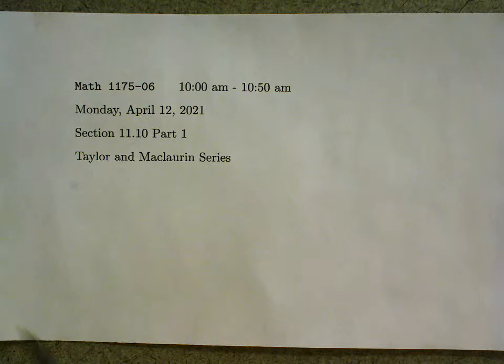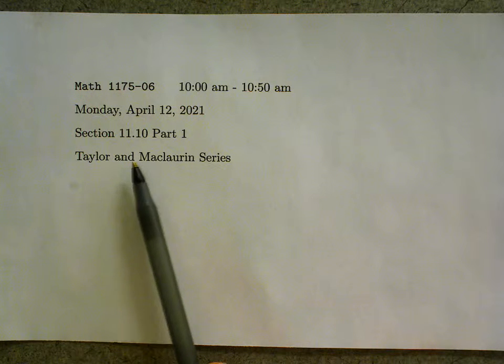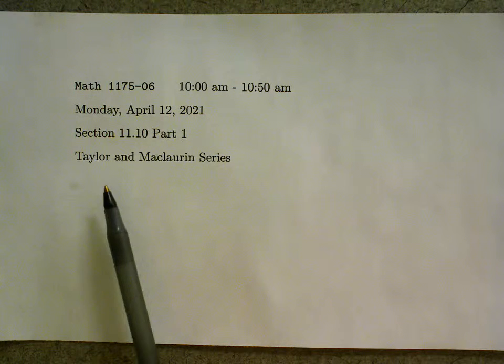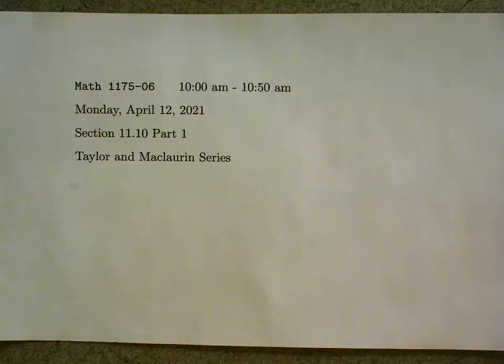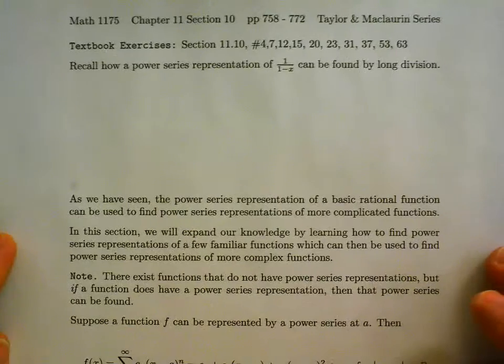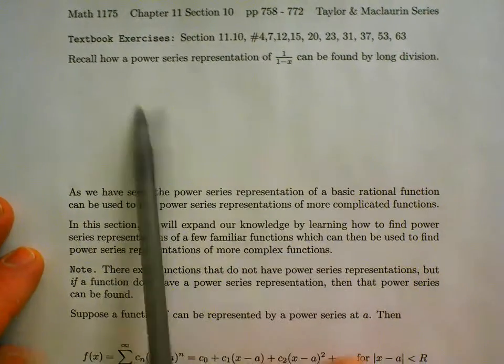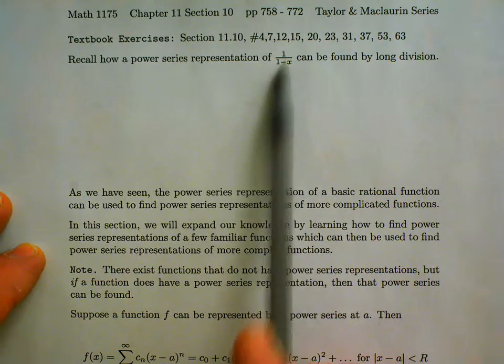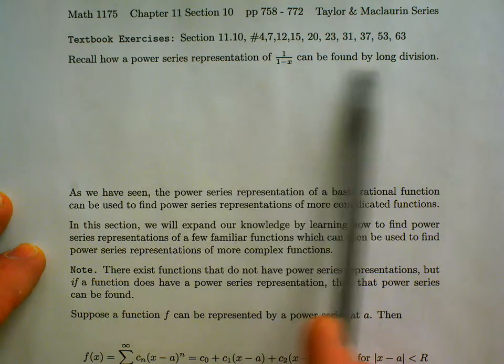Today we'll be in section 11.10. We'll be discussing the famous Taylor and Maclaurin series. But first, recall how a power series representation of 1 over 1 minus x can be found by long division.